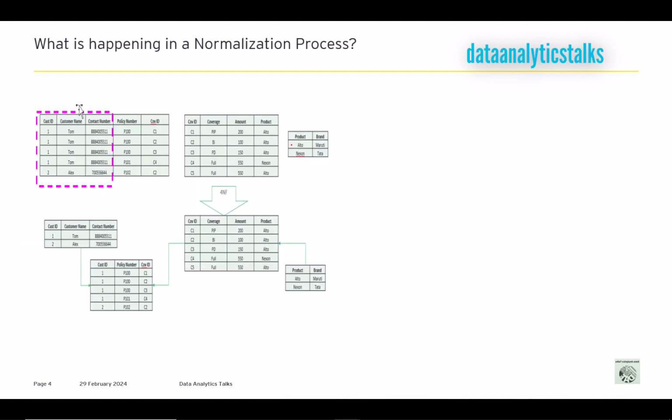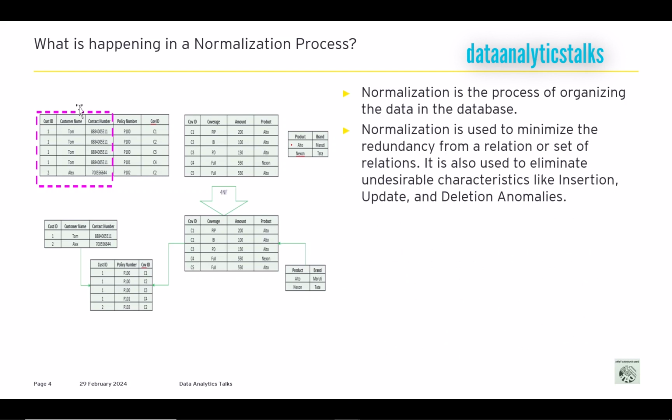Then what happens in a normalization process? First of all, normalization is the process of organizing the data in the database. Just remember, normalization is the process of organizing the data in the database. Maybe by the end of this session you will understand how we organize your data in the database. Then, second, normalization is used to minimize the redundancy from a relation or set of relations.